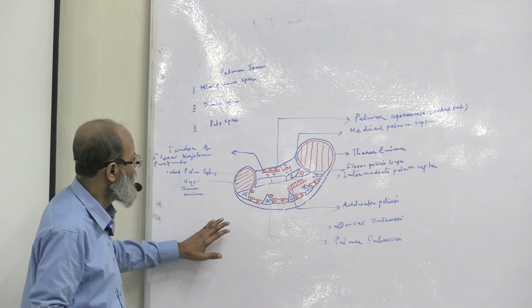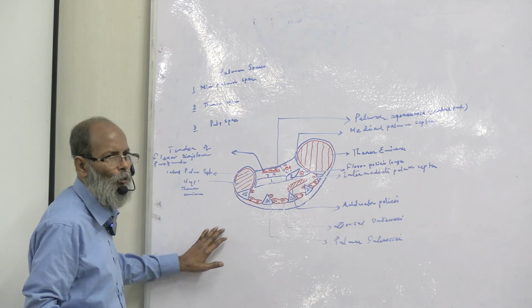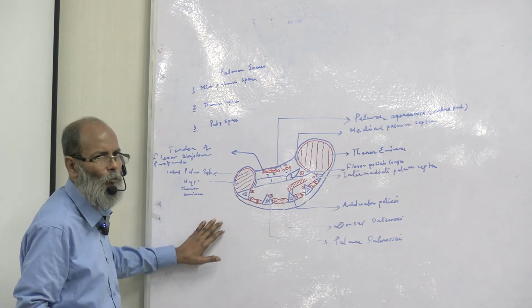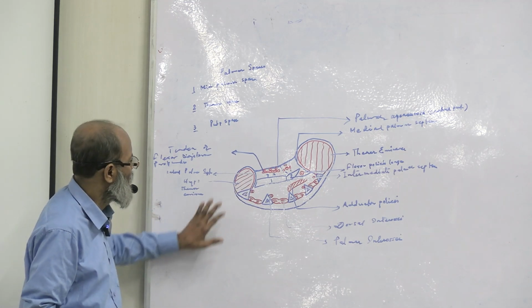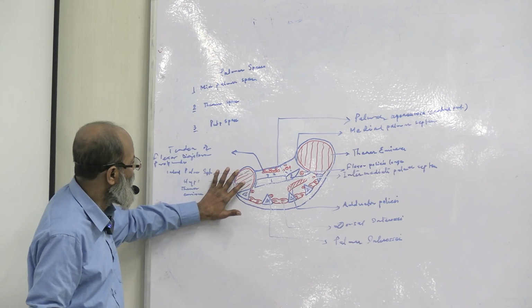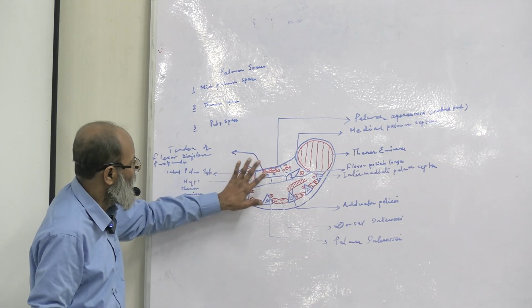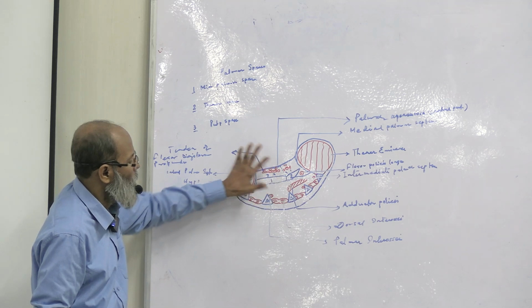Behind there are the third and fourth dorsal interossei. On the lateral side, the lateral palmar septum. On the medial side, the intermediate palmar septum.